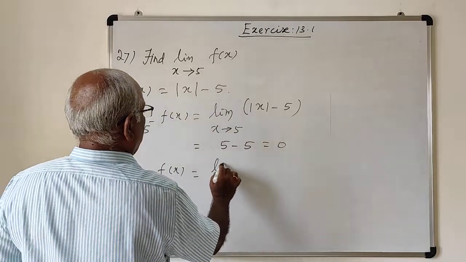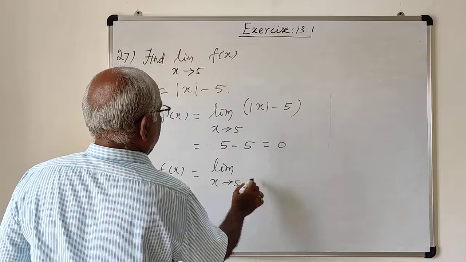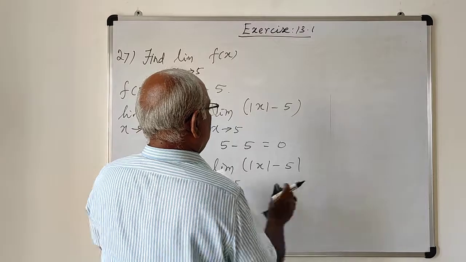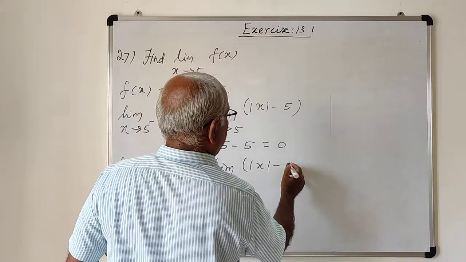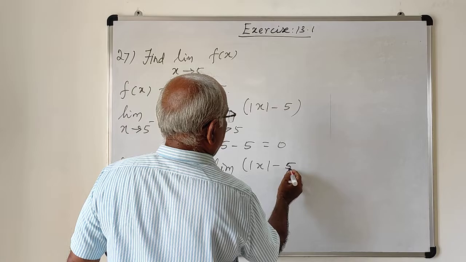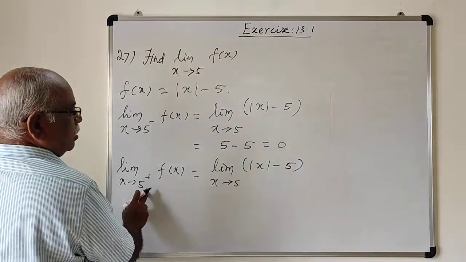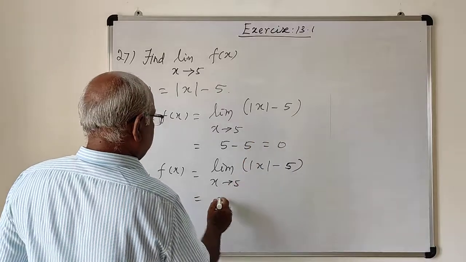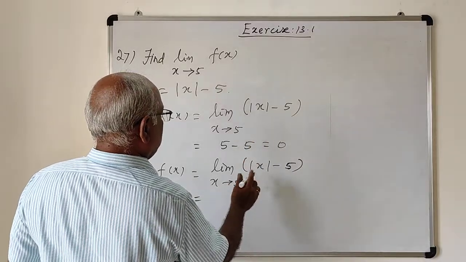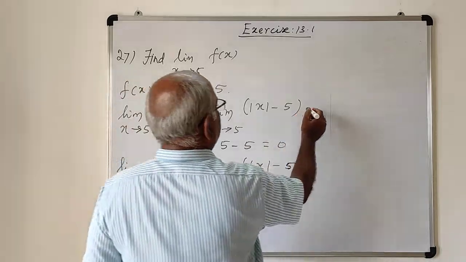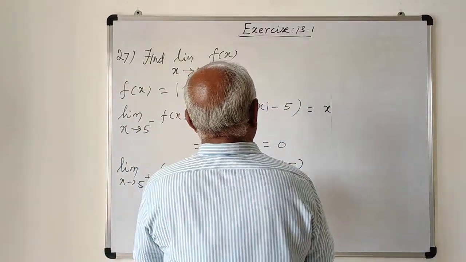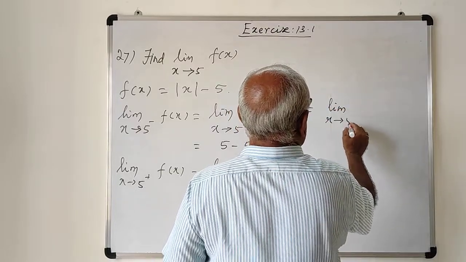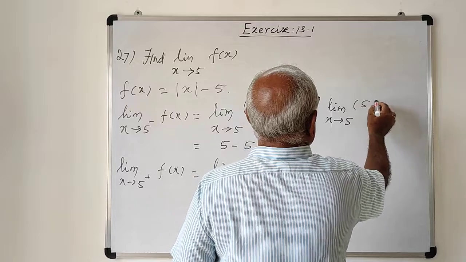In this case also, limit x tends to 5 mod x minus 5. So here also the modulus of x is x, because we are dealing with values around 5, which is greater than 0. Greater than 0, mod x is x. Therefore, this is x minus 5. You can write limit x tends to 5, mod x is 5 minus 5.